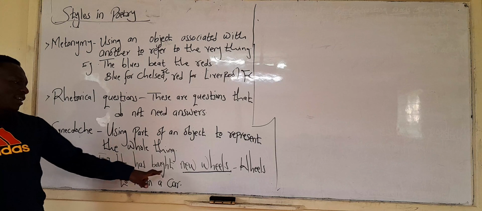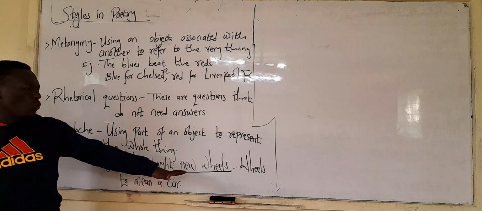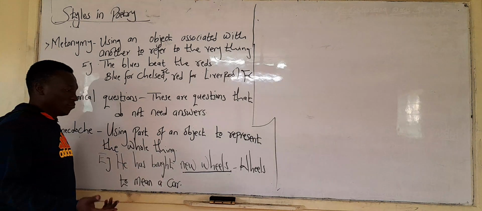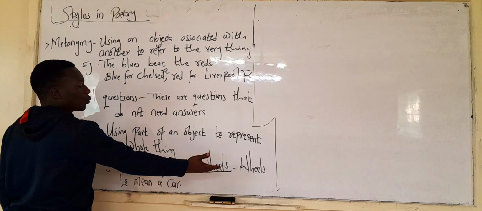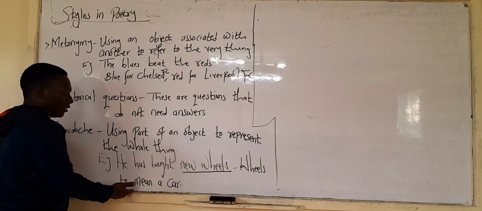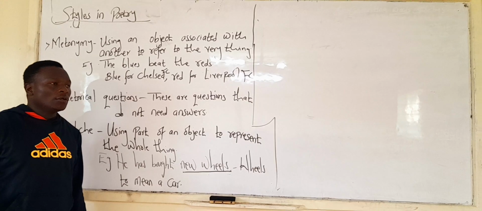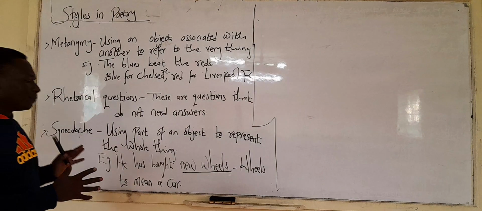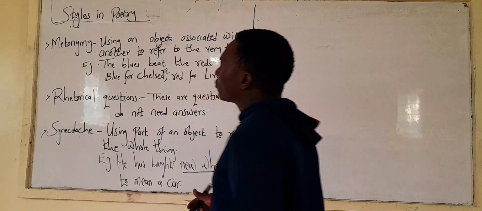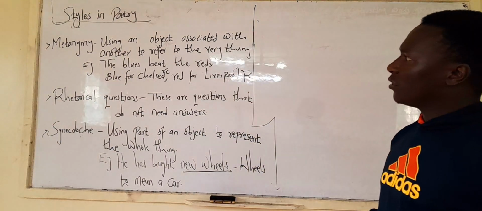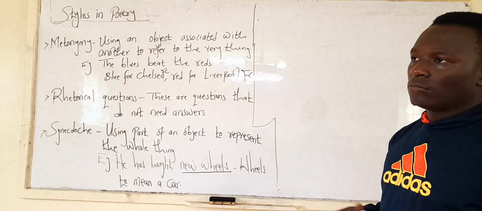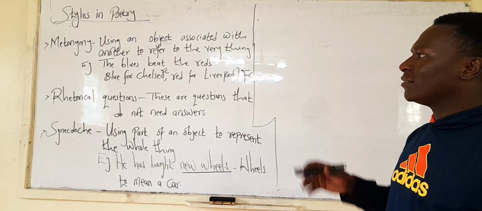So, he has bought new wheels. The part we are concerned with is the new wheels. So the new wheels means he has bought a new car. Are you getting the point? So basically that's what figures of speech, or styles in poetry, are, and what you're supposed to discuss at large.